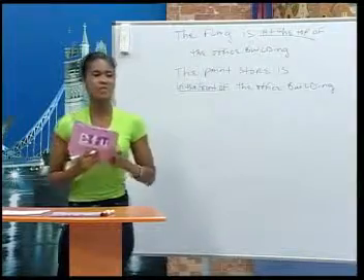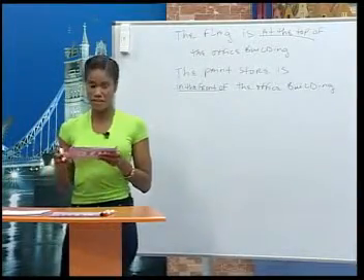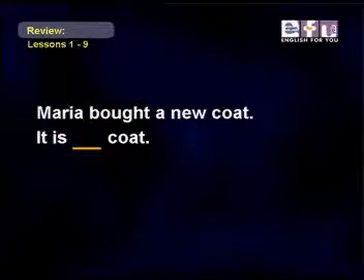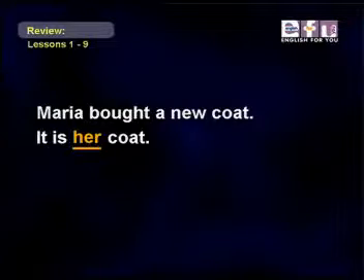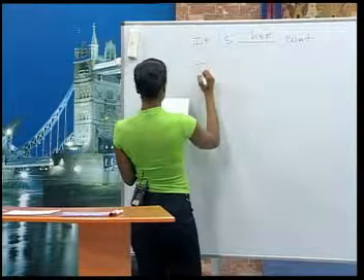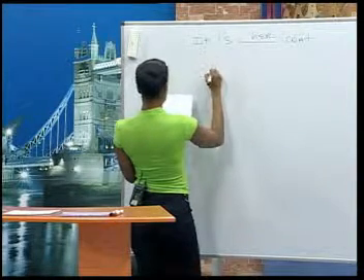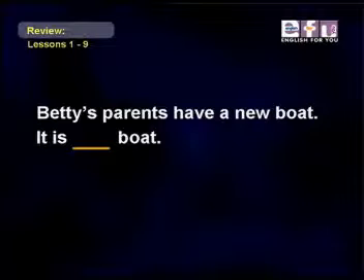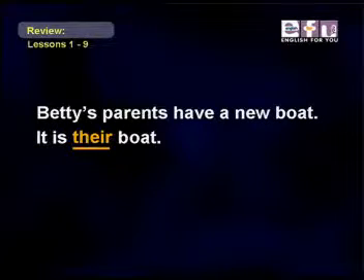Now let's do an exercise with possessive adjectives. Alberto, you go first. Maria bought a new coat. It is blank coat. It is her coat. Very good. Okay, this one's for you, Linda. Betty's parents have a new boat. It is blank boat. It is their boat. Good.